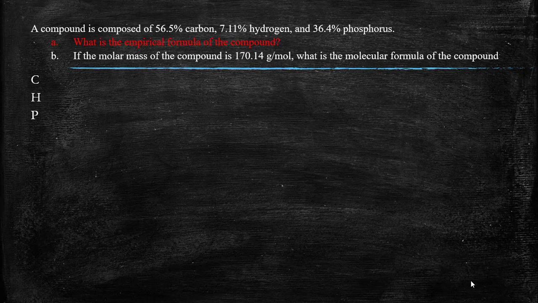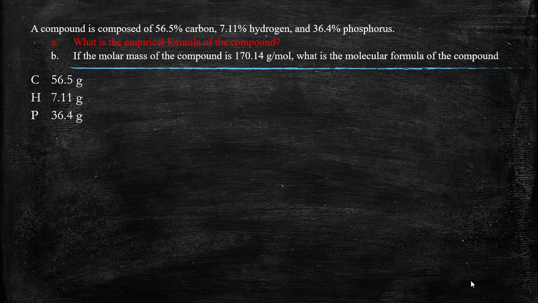First thing you do is list all of the elements here, carbon, hydrogen, and phosphorus. And you need to go from percent to grams. So you change the percentage sign to grams. Grams to moles. You're going to divide each element by its molar mass.